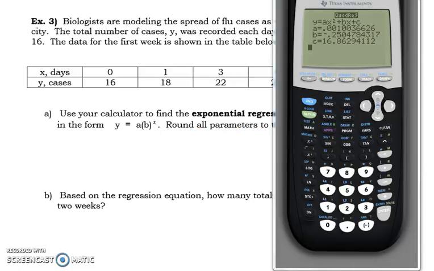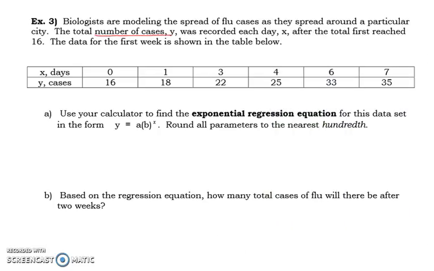Okay, moving on to example 3. Biologists are modeling the spread of flu cases as they spread around a particular city. The total number of cases, Y, was recorded each day, X. So X represents the number of days, and the number of cases is the Y. After the total first reached 16, the data for the first week is shown in the table below. In part A, use your calculator to find the exponential regression equation.